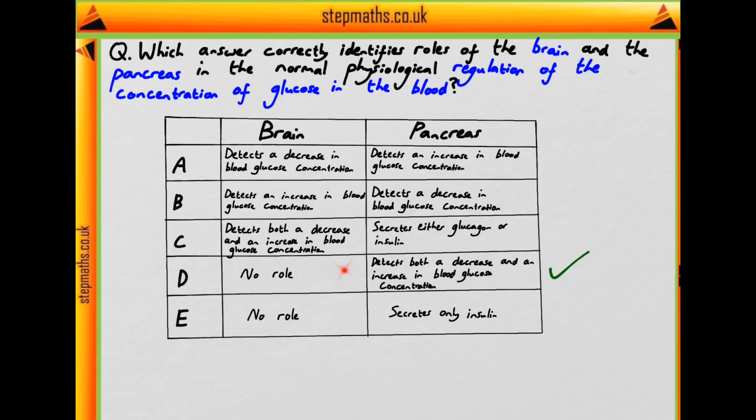And so we can see that our answer is row D, as this is the only row in which all of the options are completely correct. Some of the options are correct in the other rows, but not entirely. For example, for option C, it is true that the pancreas can secrete both glucagon and insulin, but it's not true that the brain is involved in detecting the increase or decrease in blood glucose concentration. And so our answer is D.